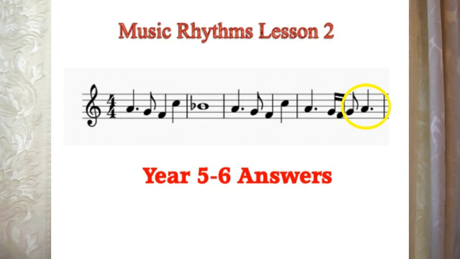And then at the end of the bar, we've got a quaver, which is half a beat, plus another dotted crotchet, which is 1.5 again. So we've actually got 2 beats at the beginning of the bar and 2 beats at the end of the bar. So that fourth bar also has 4 beats. So actually, if you look at all 4 of those bars, each bar has 4 beats. So it's 4 times 4, which is of course 16.